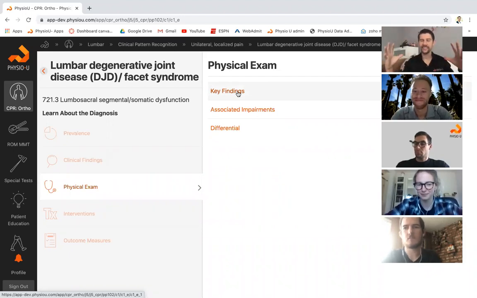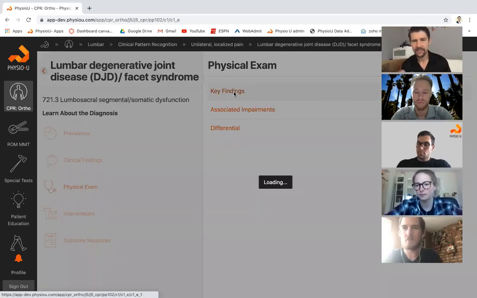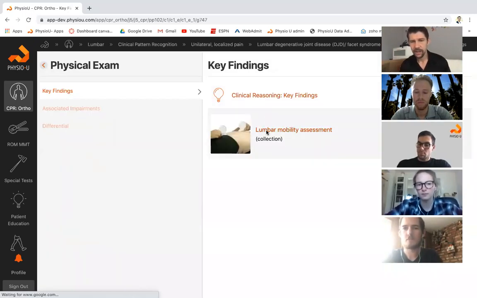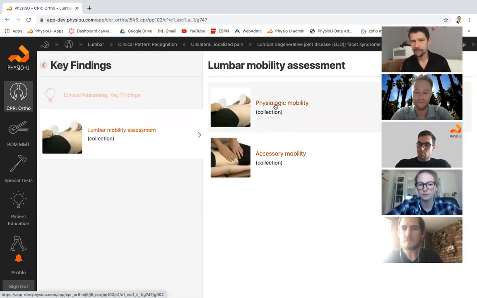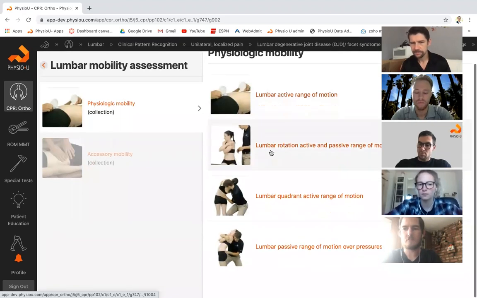There's obviously all these tests, right? There's over 80 tests that we teach in our orthopedic program for low back. And all those 80 tests are not needed for this condition. Hopefully they're needed at some point in your low back pain diagnostic categories for other people. But the idea is key findings, really, it's just a mobility assessment. I'm going to look at physiologic mobility, which is their active range, their passive range.